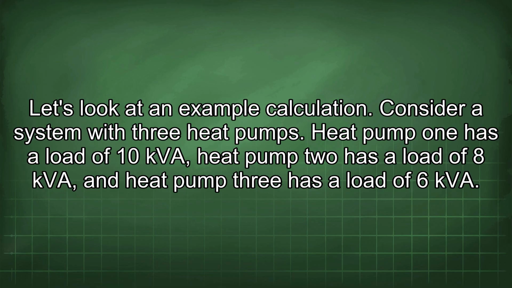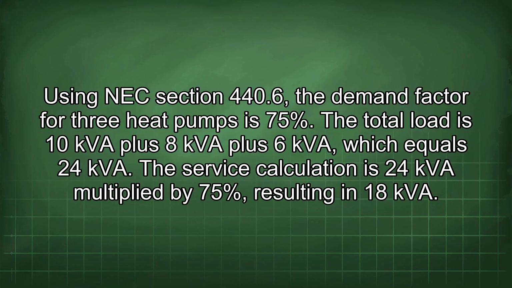Let's look at an example calculation. Consider a system with 3 heat pumps. Heat pump 1 has a load of 10 kVA, heat pump 2 has a load of 8 kVA, and heat pump 3 has a load of 6 kVA. Using NEC section 440.6, the demand factor for 3 heat pumps is 75%. The total load is 10 kVA plus 8 kVA plus 6 kVA, which equals 24 kVA. The service calculation is 24 kVA multiplied by 75%, resulting in 18 kVA.